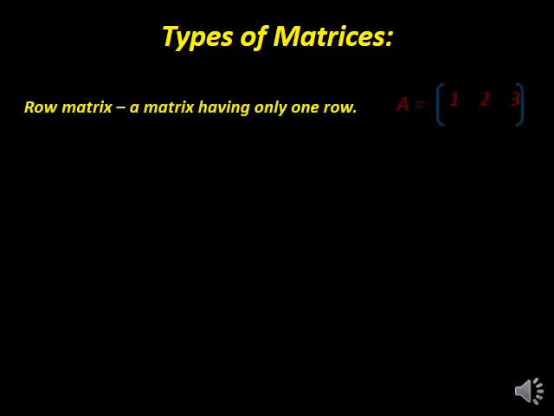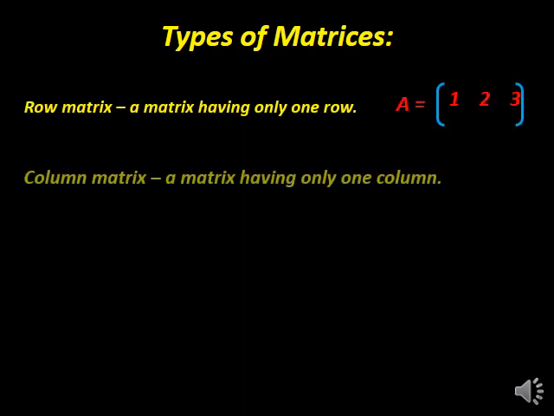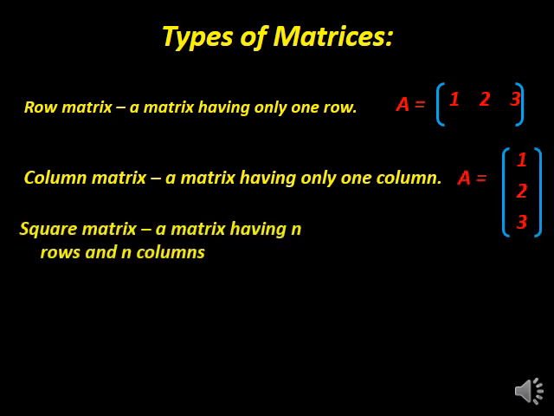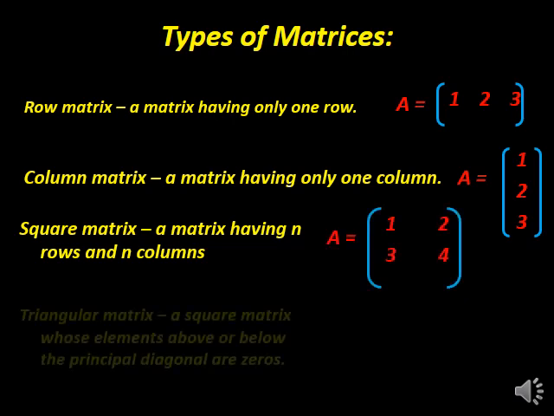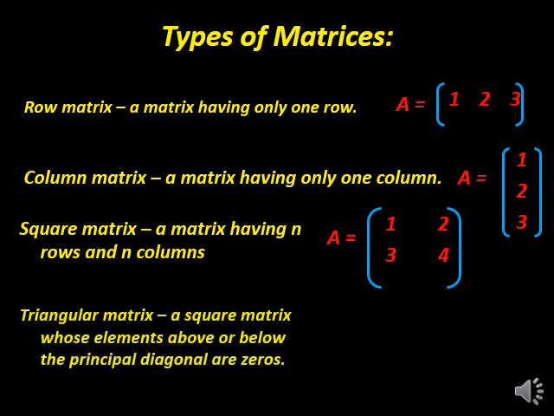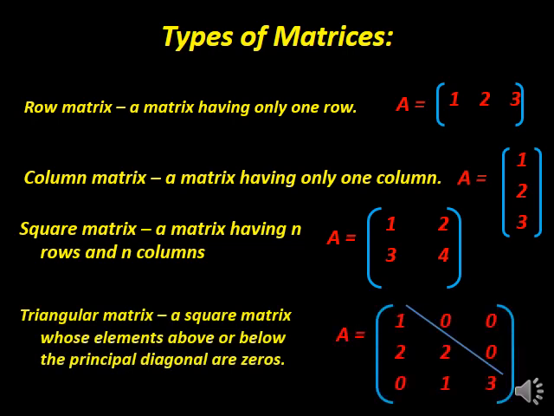The types of matrices. We have a row matrix such as this one. We also have column matrix such as this one. We also have square matrix if the number of columns is equal to the number of rows. We also have triangular matrix if it forms triangles on the other side of the diagonal, whether upper side or on the lower side. As you can see here, we have zeros forming triangle. We may also have here zeros forming triangles on the other side.